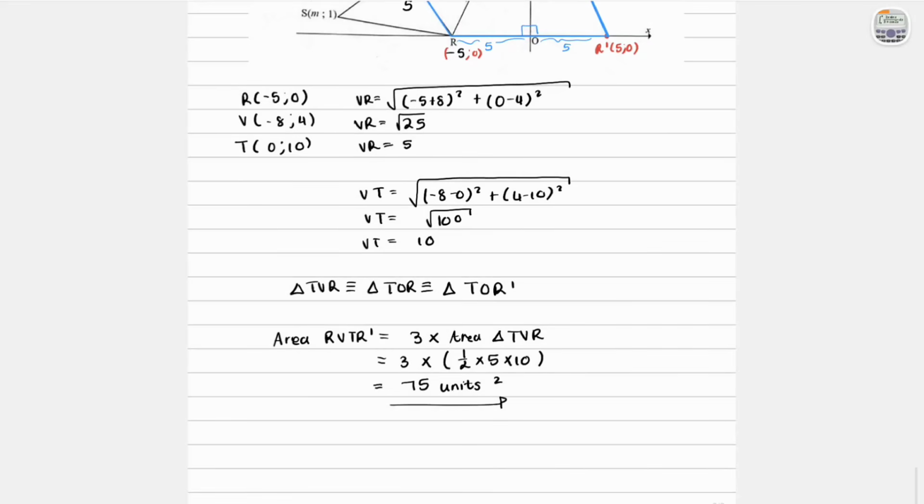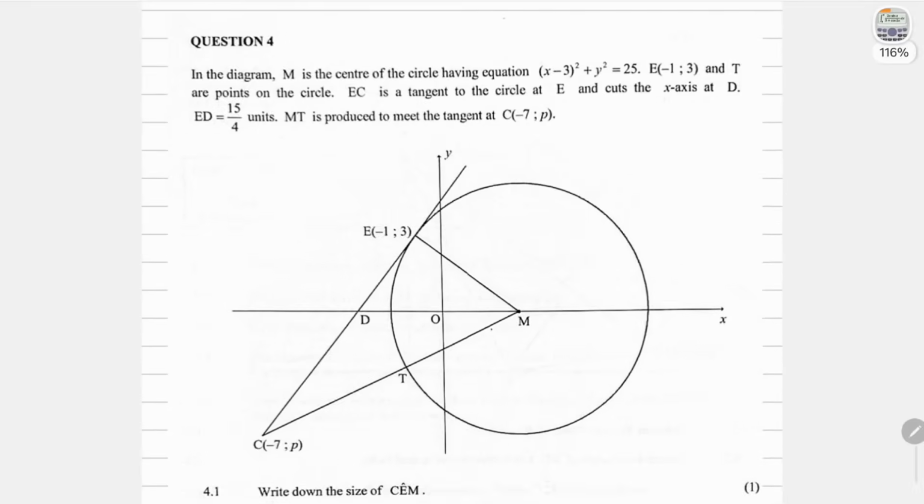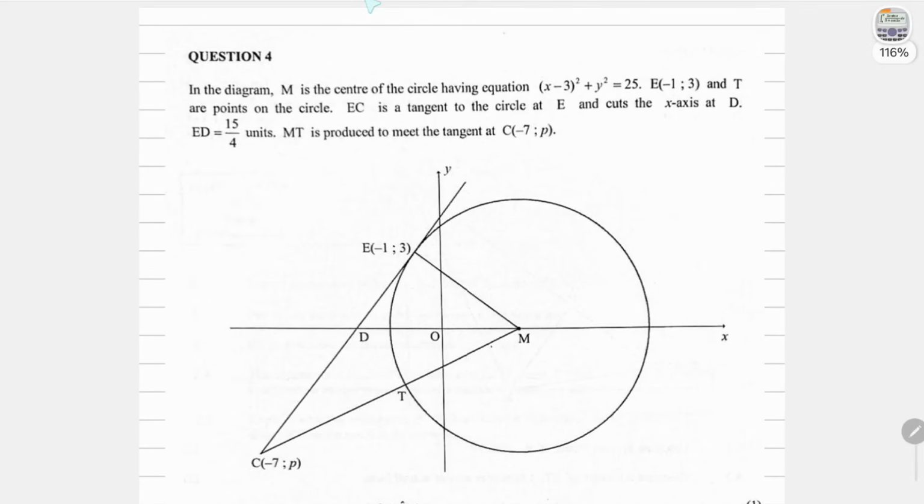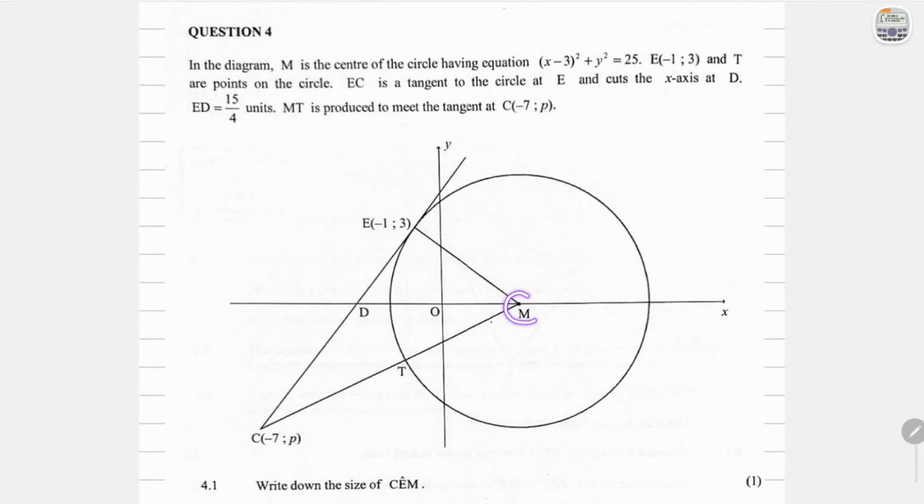Moving on to question 4. Question 4 says, in the diagram, M is the center of the circle, having this equation. And then we have E, which is -1 and 3, and T, which are points on the circle. So they lie on this circle's circumference.